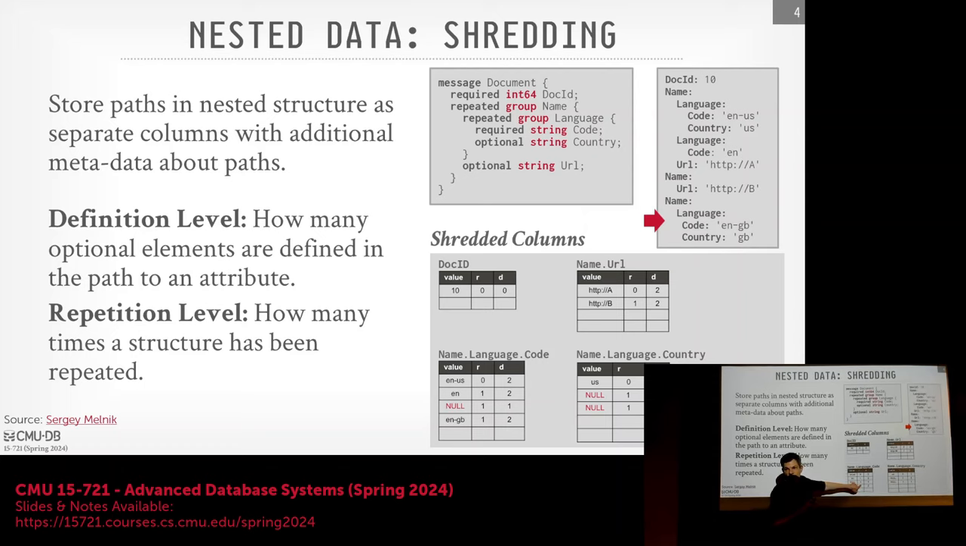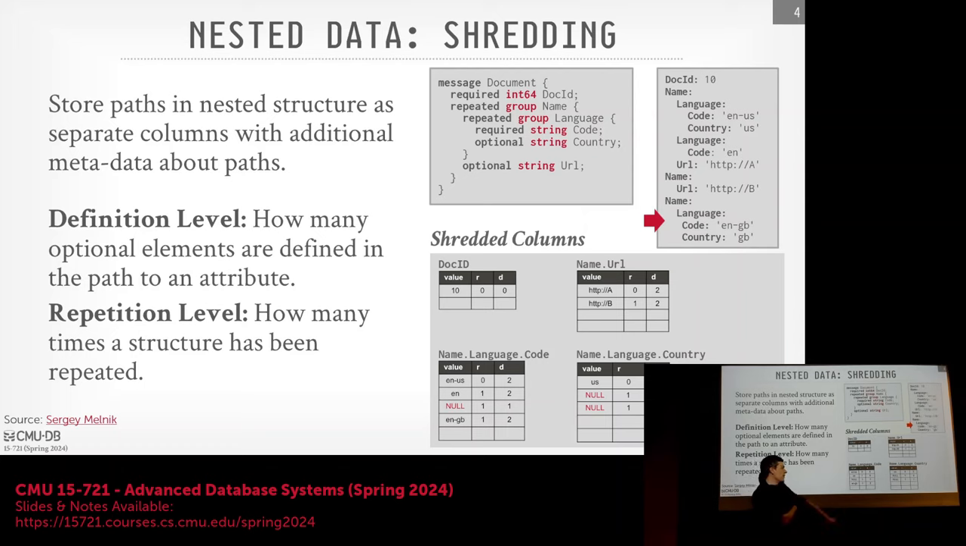Yeah, I think the values are incorrect according to the Dremel paper, because the Dremel paper had different values. So the second row, the EN 1, 2, would be 2, 2. Because the repetition level isn't defined as how many times the structure has been repeated, but the level to which the structure has been repeated. Name.language has been repeated, so it's 2. Got it, okay. Yep. All right, we'll fix that later.